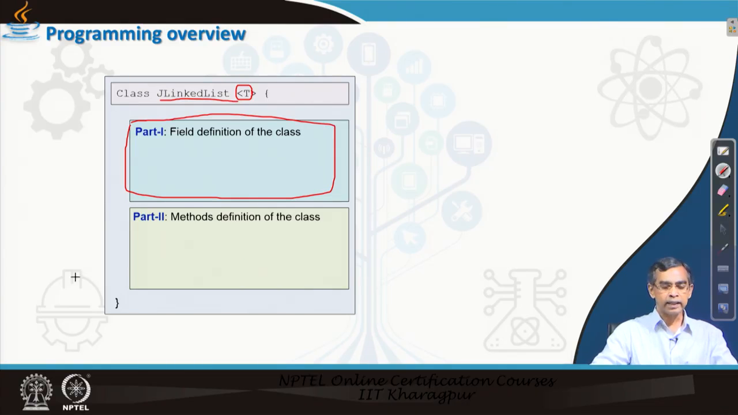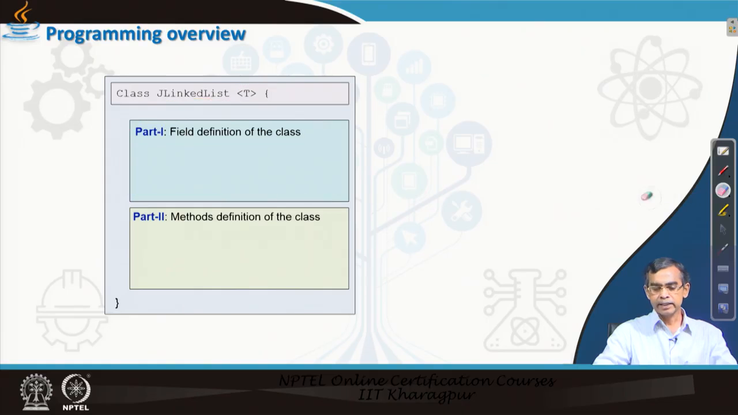Now, this way the entire class can be declared. This is the usual concept of Java programming, the class declaration or class definition, which includes field declarations and method declarations and method definitions, the body of the methods. So, this is the basic idea that we should follow, and let us see how actually our programming for the linked list can be carried out.